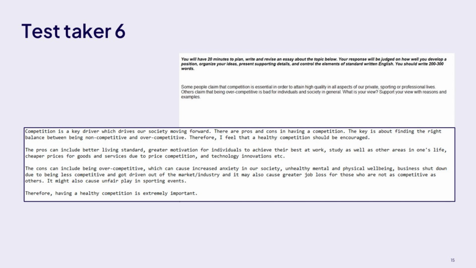The test taker's logical structure, alongside good levels of accuracy and a range of linguistic skills, makes the essay representative of the high B2 proficiency level. There are few errors, and they do not prevent the test taker's points from being understood.